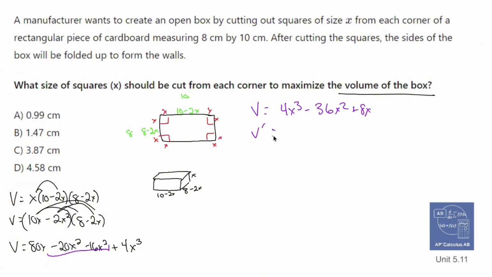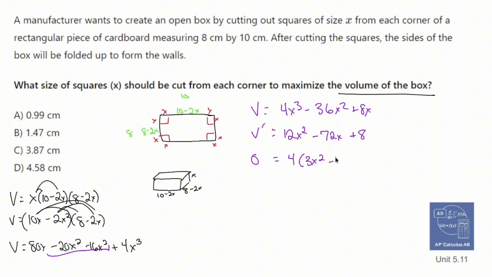Now I'll take the derivative. When I take the derivative, that gives me 12X squared minus 72X plus 80. Set it equal to 0 to get me critical points. And what I'm also going to do while I set it equal to 0 is factor out a 4.